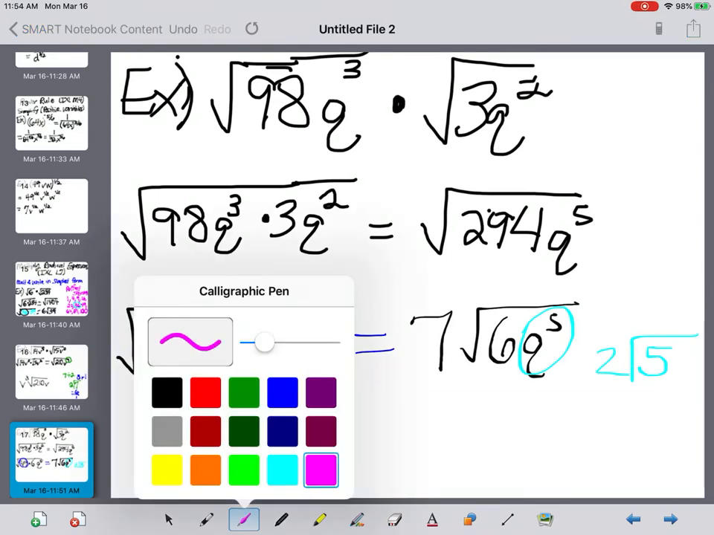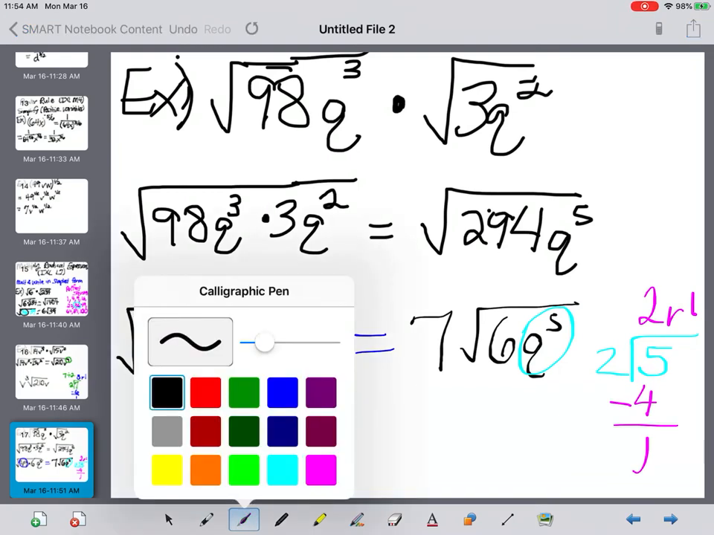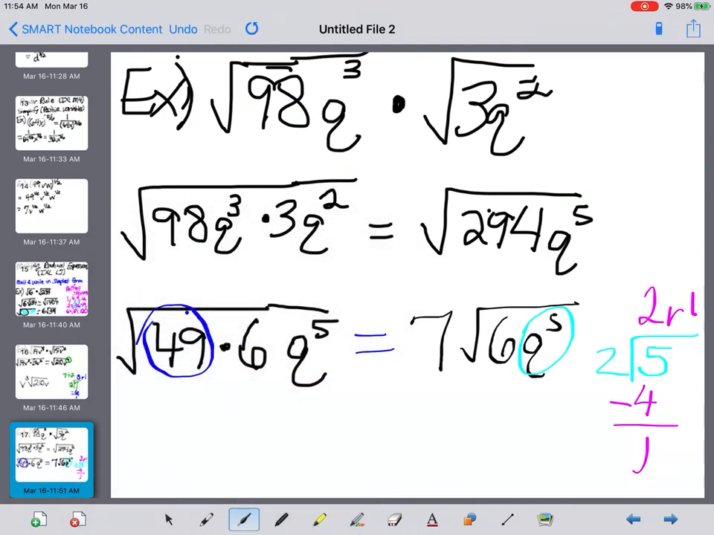Just like we did in the last one. So I know that 2 goes into 5 2 whole times. 2 times 2 is 4. So when I do that, I'm going to have 2, remainder 1. So what that means is, for my final answer, we're going to have 7.